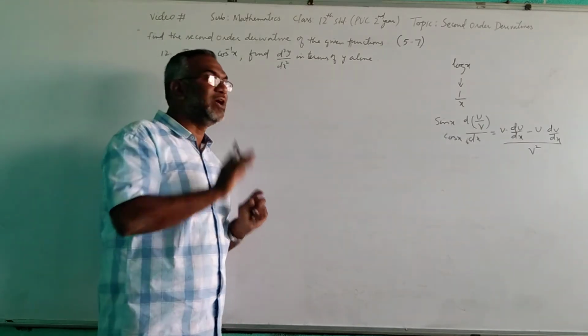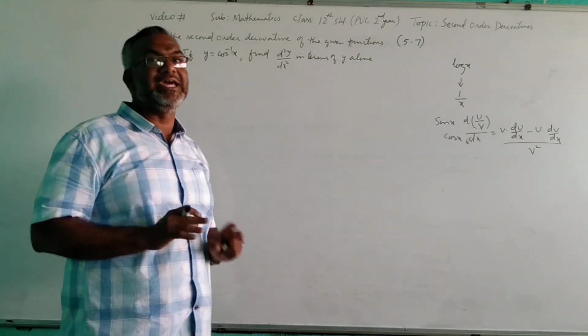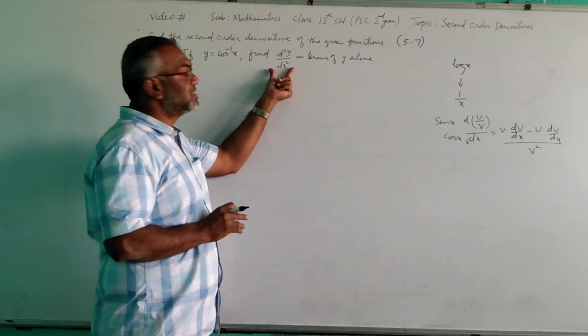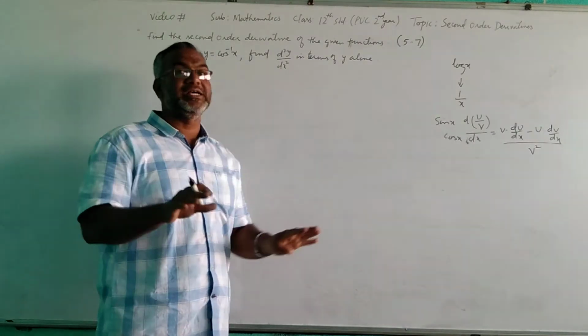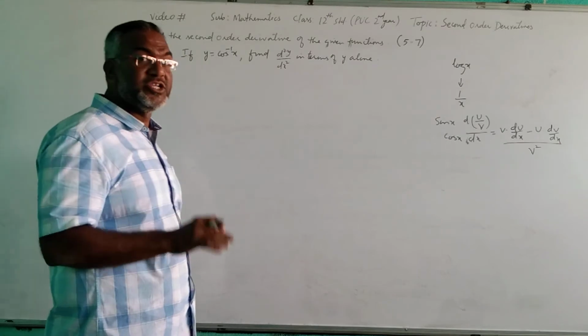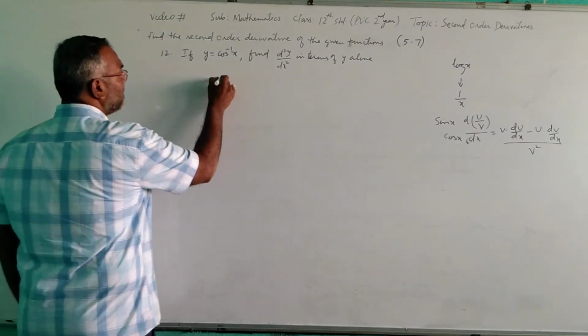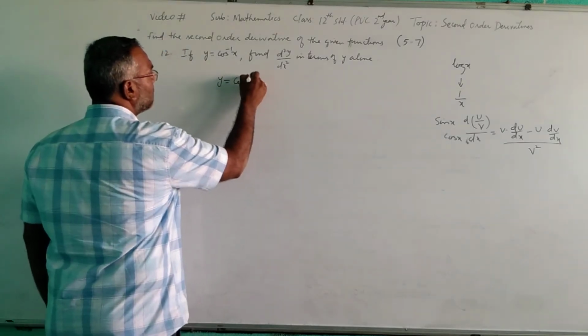In terms of y only, x must not be there. When we get this second order derivative, it must be purely in y, not in x. X must not be there. This is the condition, right? So what is the given equation? Y is equal to cos inverse x.